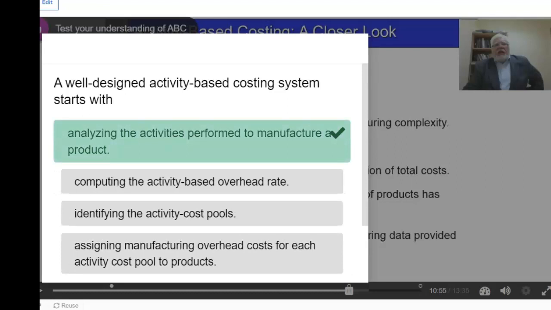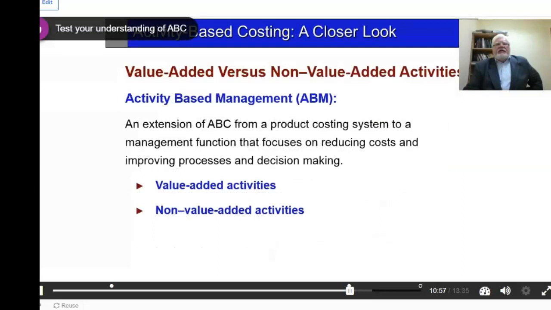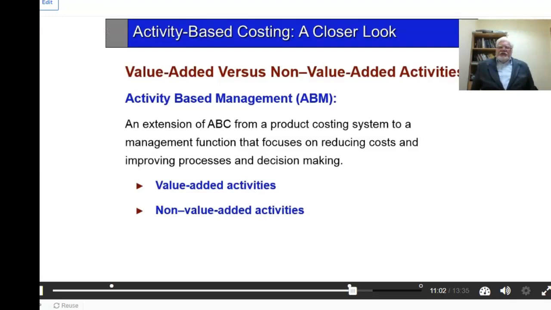Now, this is a costing method that is used to assign the manufacturing overhead product cost to the product. Now, what has come out of this then is a new way of looking at management. In the past, instead of managing costs, we're looking at now managing activities. And that's what activity-based management's all about.